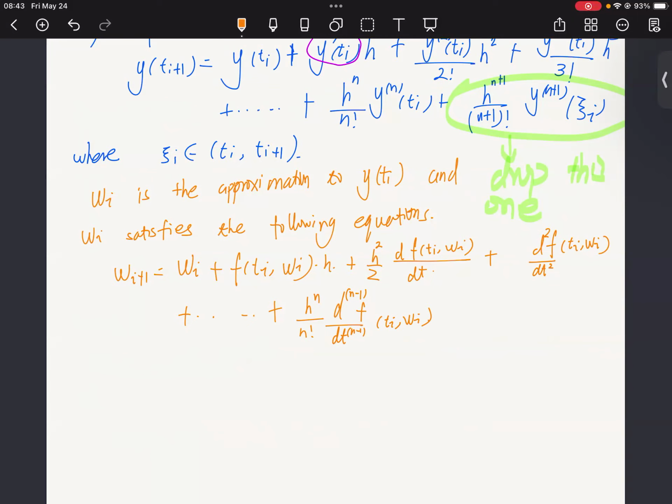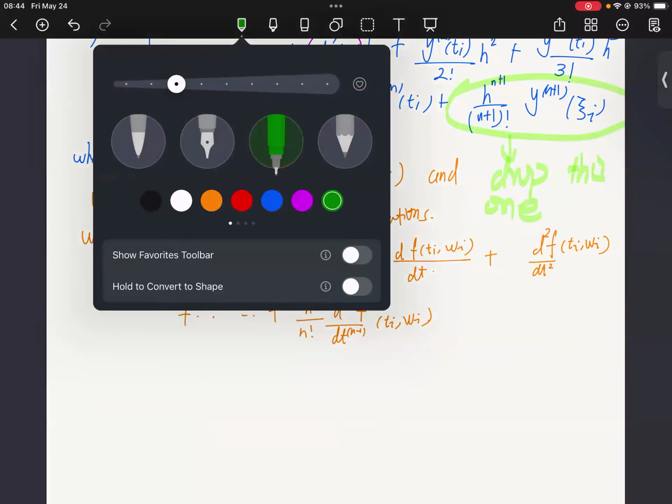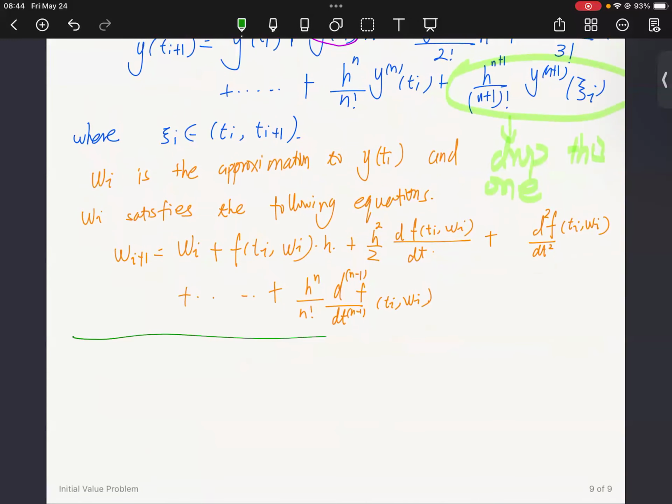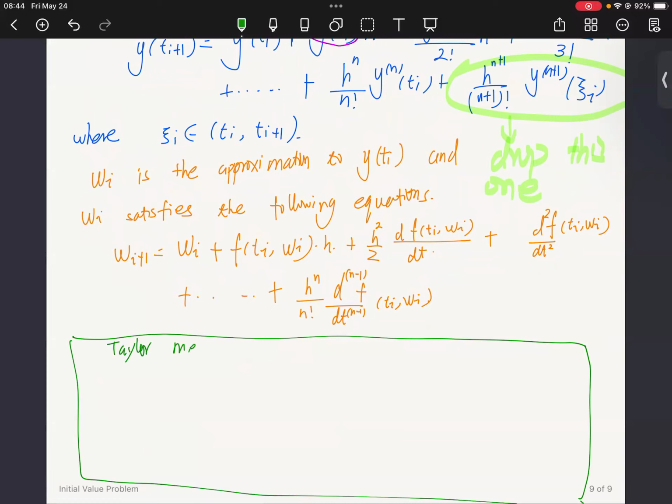Actually, we can write this in this format, so let me conclude everything here. What we have is the Taylor method of order n. As before, this is the same as Euler's method: we set W0 to the initial value, so there is no error in the initial W0. And for Wi plus 1, we use this updating rule.